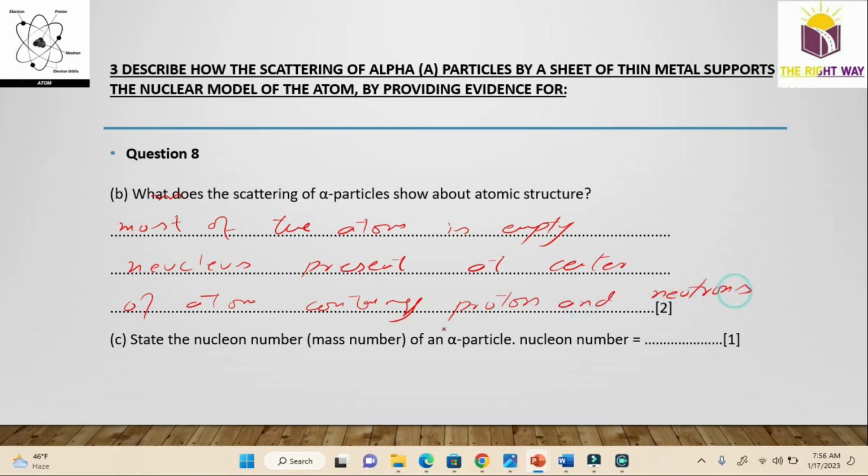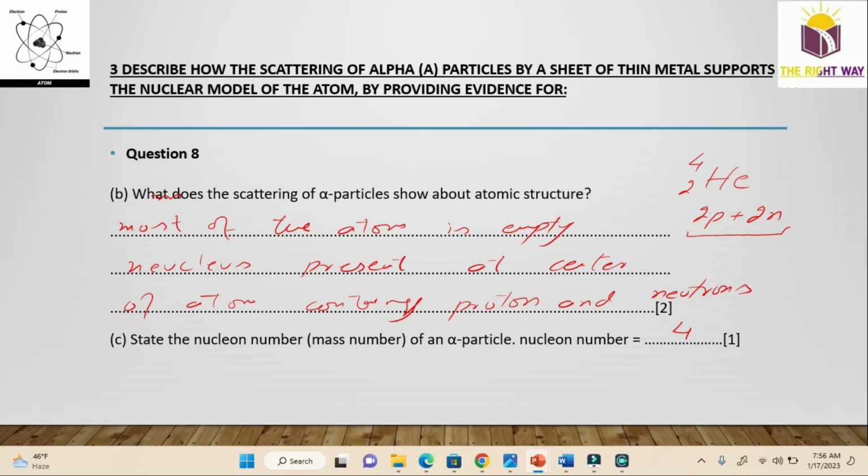State the nucleon number, the mass number, of an alpha particle. We have discussed that it contains 2 protons plus 2 neutrons. So the nucleon number, which is also known as mass number, is 2 plus 2 equal to 4. We will discuss in detail the nucleon number, proton number and mass number.